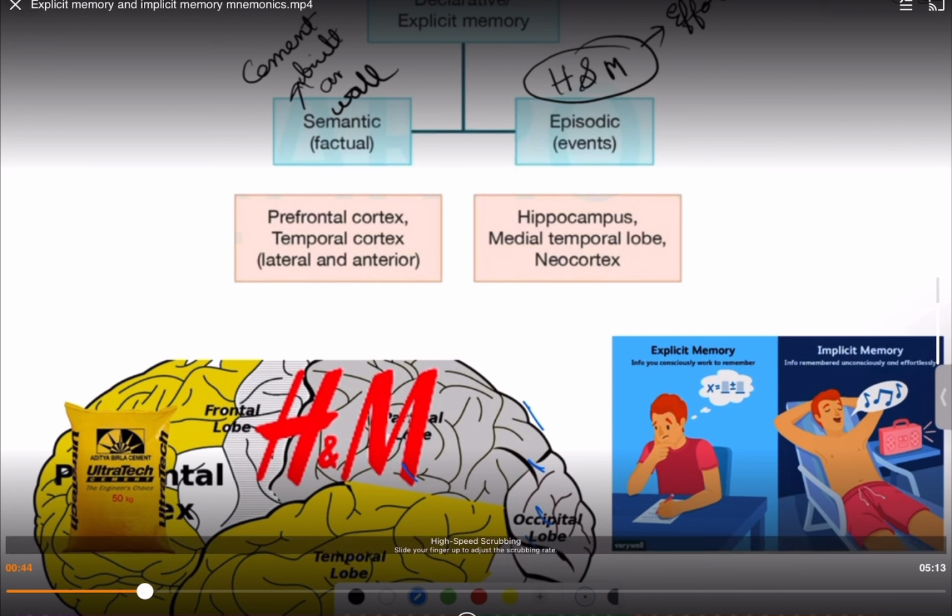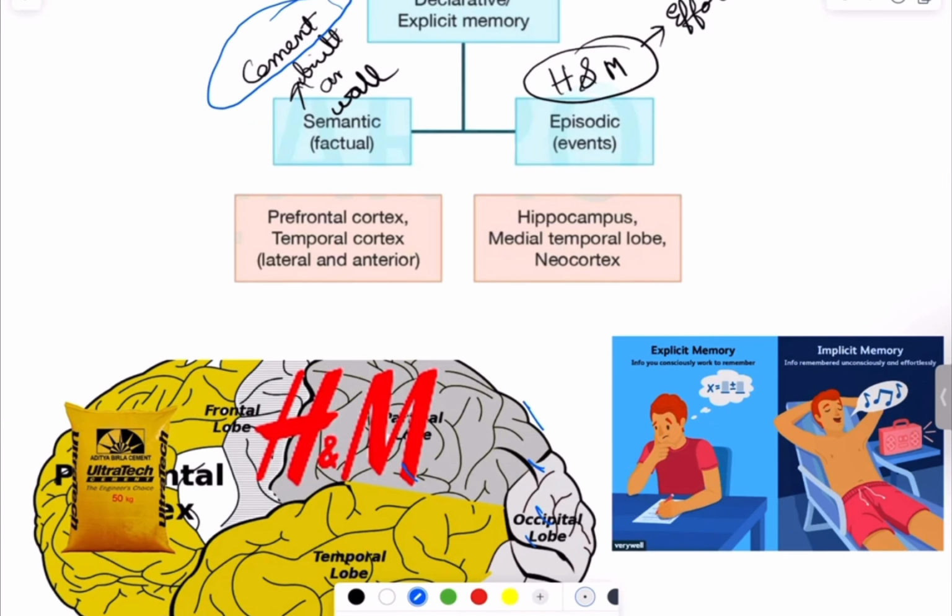Now we move on to the part of the declarative or explicit memory. What is declarative and explicit memory? Declarative and explicit memory can be of two types: semantic, factual, and episodic, events.